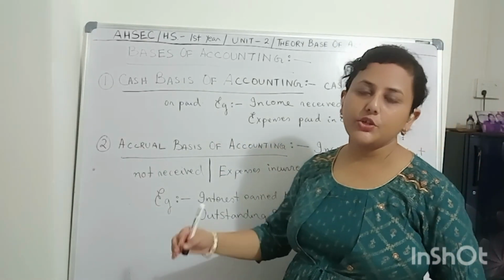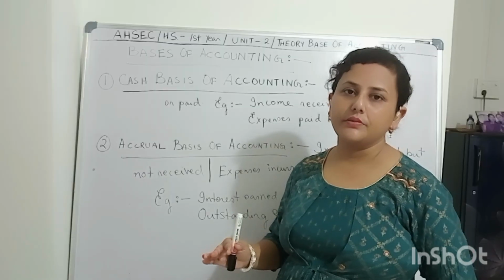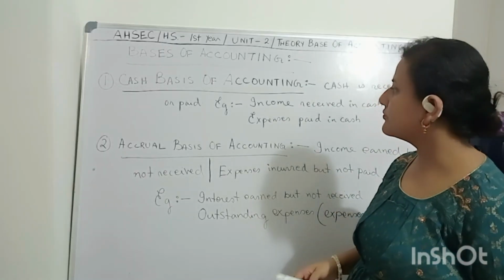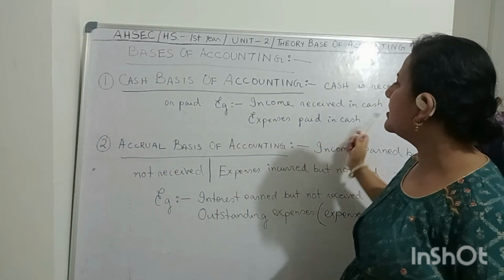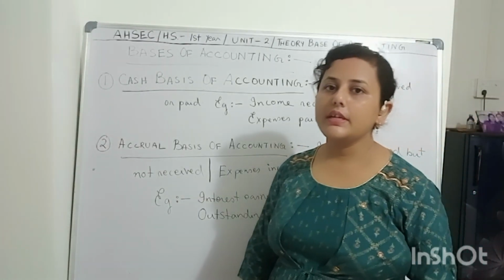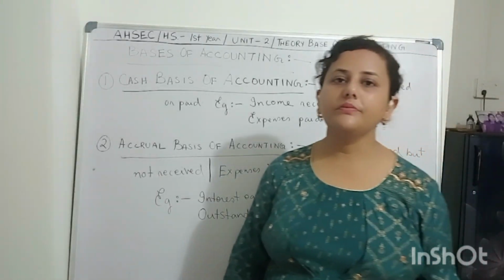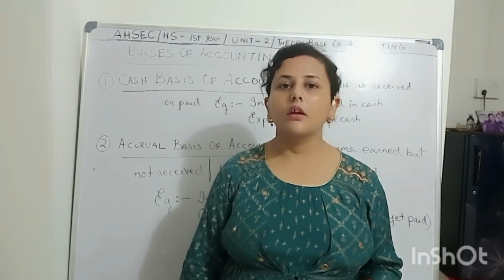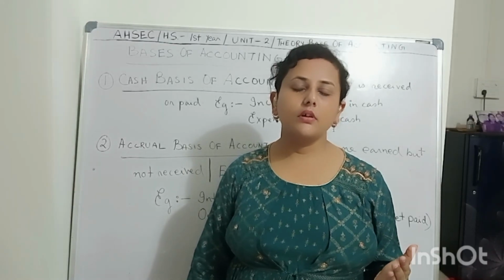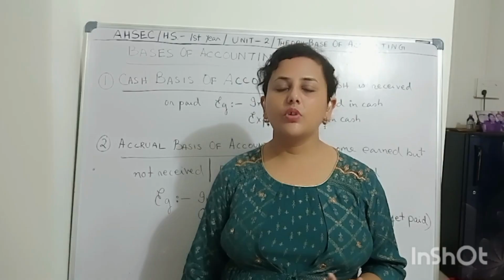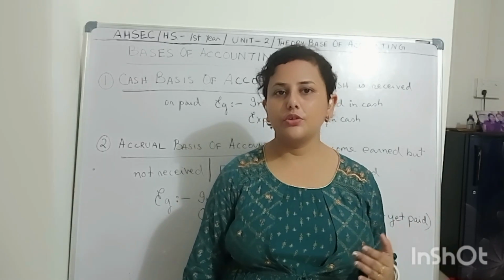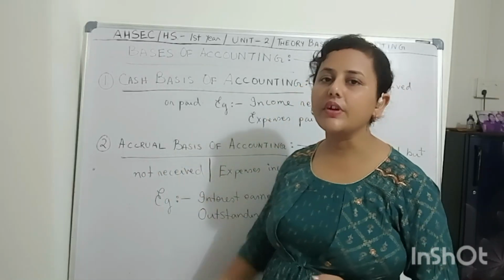Okay, either cash will be received or cash will be paid. Okay, there is immediate transfer of cash. Example, income received in cash or expenses paid in cash. Okay, but in case of accrual basis of accounting, it is not like that. Okay, here in cash basis of accounting, whenever a person goes to a shop to purchase any commodity, and he makes the payment immediately in cash, so that is cash basis of accounting.